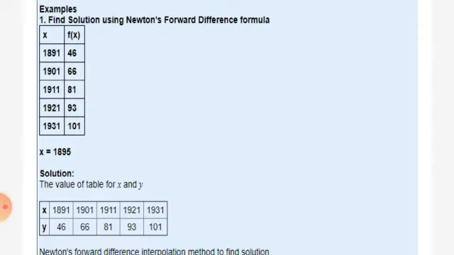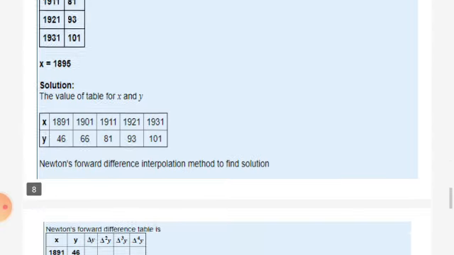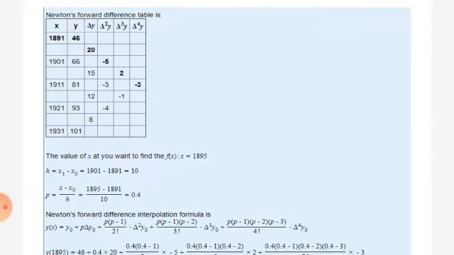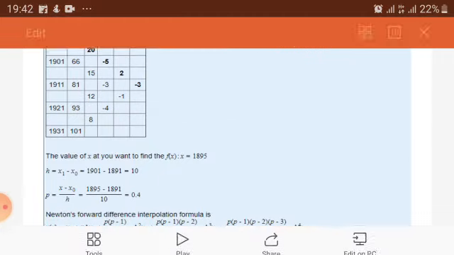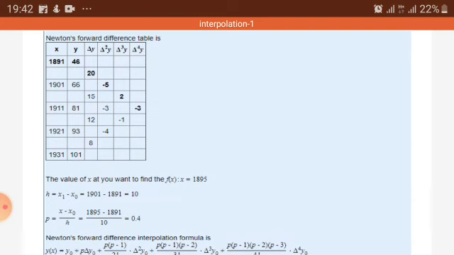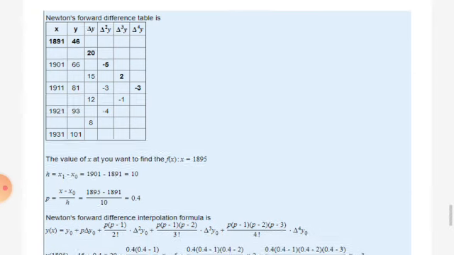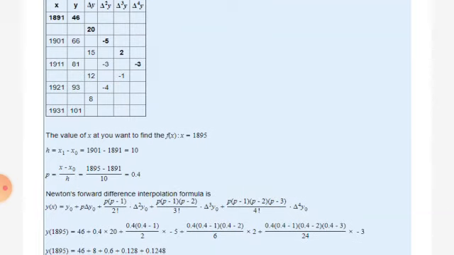Now, the values of x and y are given. We have to construct the forward difference table, which we have already discussed, how we can find the forward difference table. Here it is given. Now, we have to find what h is. h is the difference between the values of x, it is 10. We can see very easily, and we have solved here. You can see x is 1895, for which we have to find the value of y.